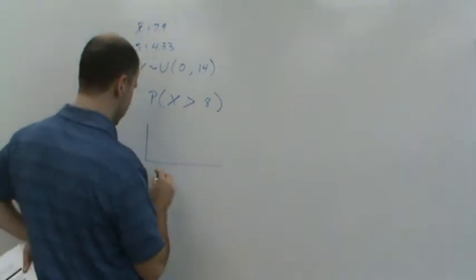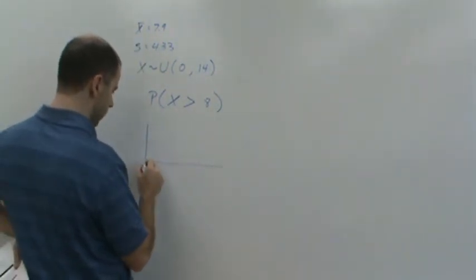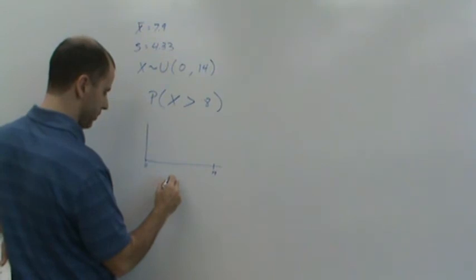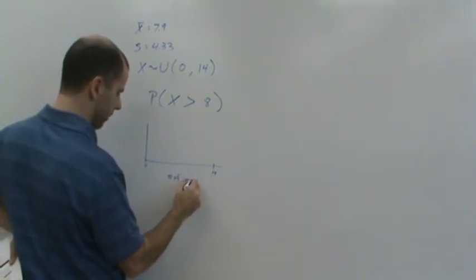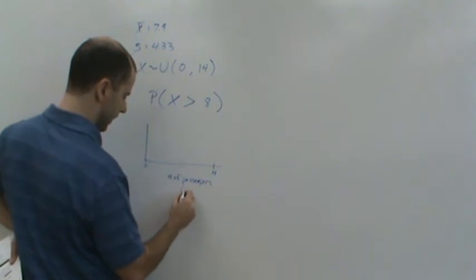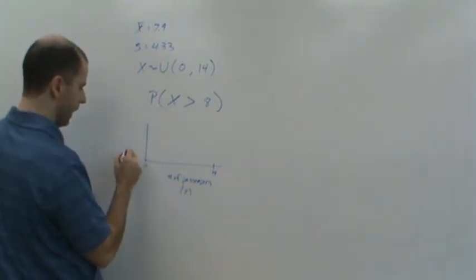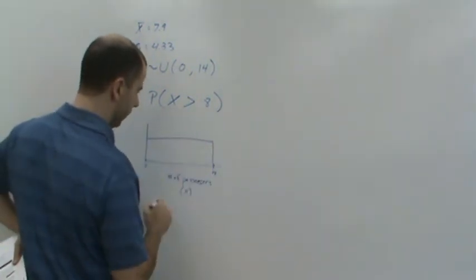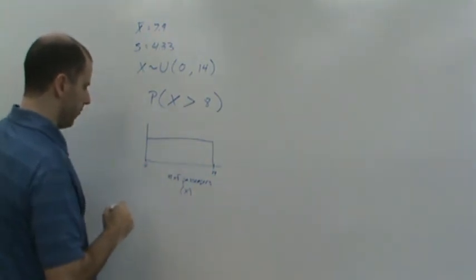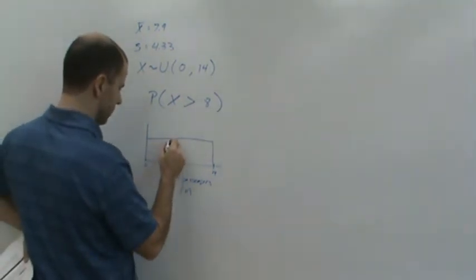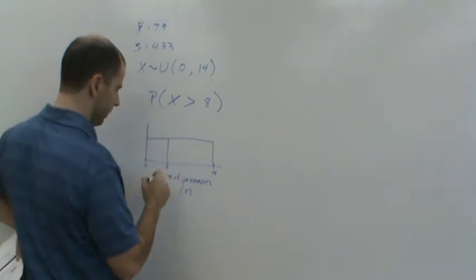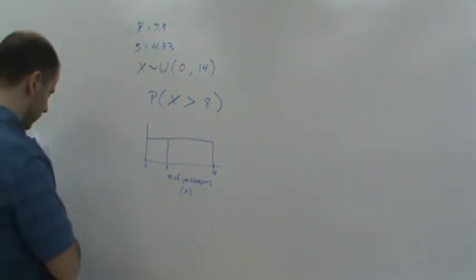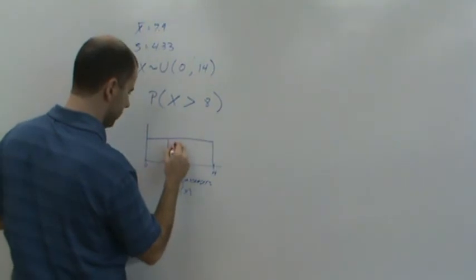So here's our diagram. Okay. So it starts at 0 and it goes to 14. So 0 to 14 passengers. So this is the number of passengers, right? This is X. And so now, well, here's our rectangle. Let's just draw it out this way. Okay, so here's our rectangle. Well, where's 8? Let's say 8 is somewhere over here. Okay, so we want greater than 8. So what's the area that we're interested in? It's going to be this area.